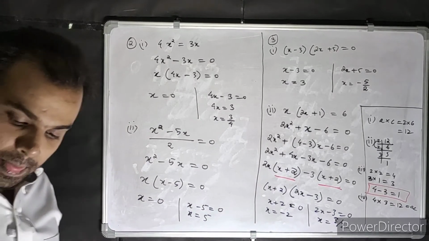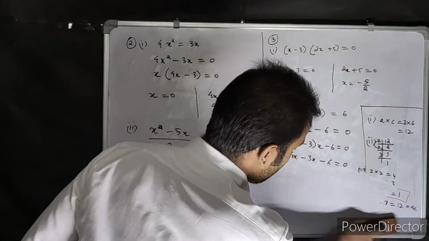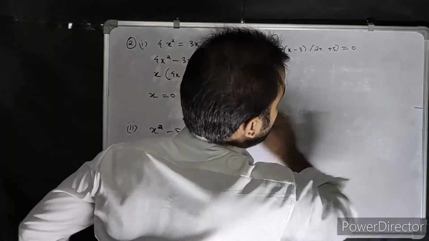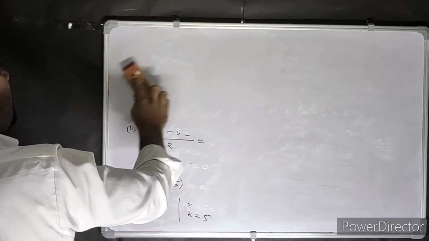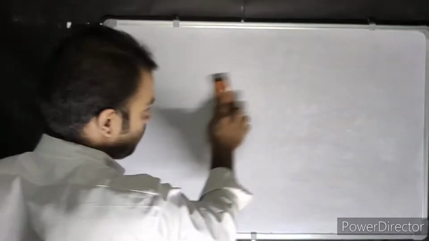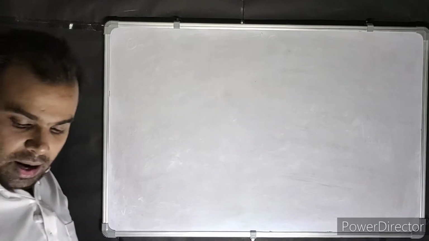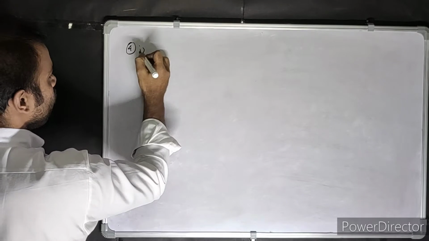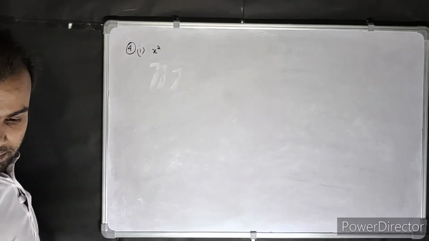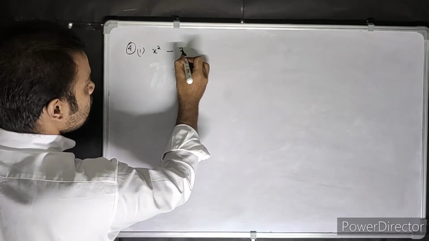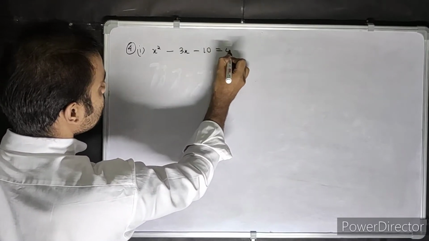Okay. 4 part 1. So rubbing this off. I know you all can copy it. It's very easy actually. 4 part 1. Okay. Again doing a midterm break. 4 part 1. x square minus 3x minus 10 equals 0.